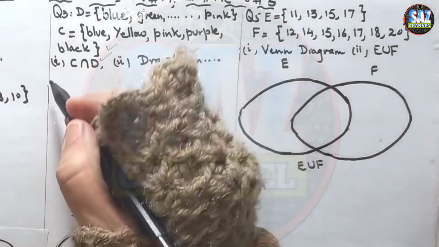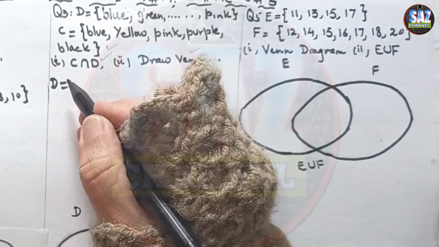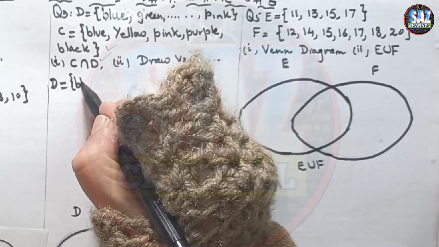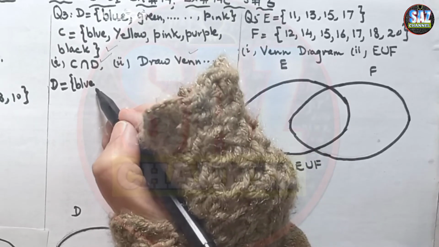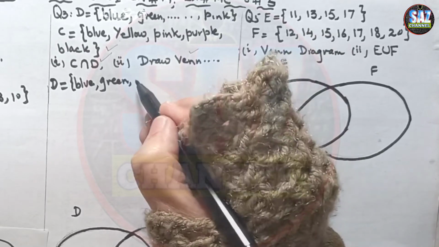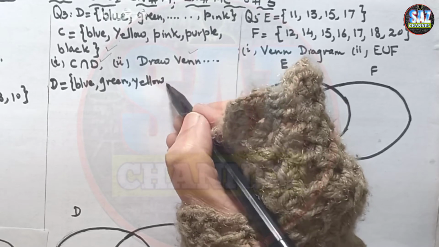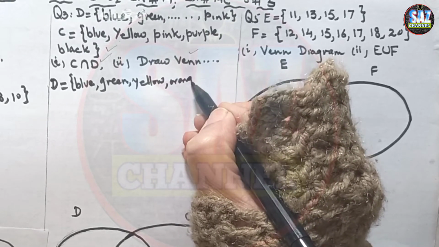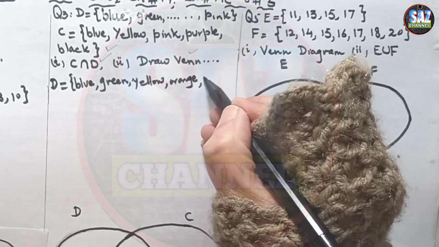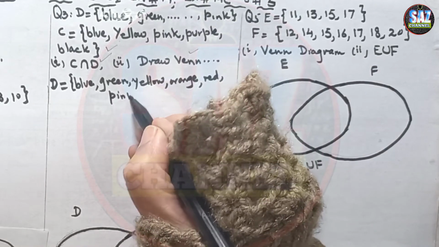D is having the elements. Let me write the elements from the book carefully. That is blue, green, yellow, orange, red, and pink, names of colors, and let me close the bracket.